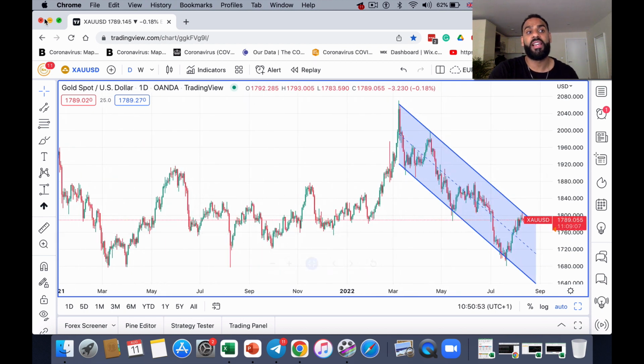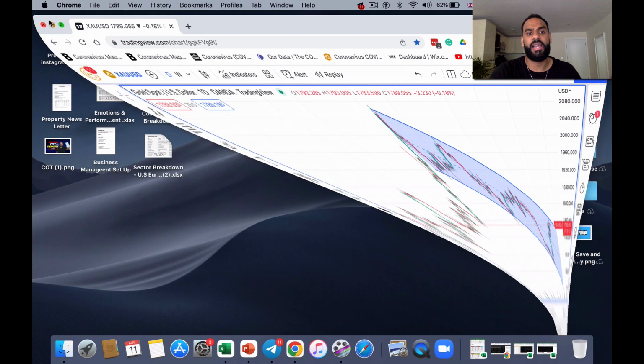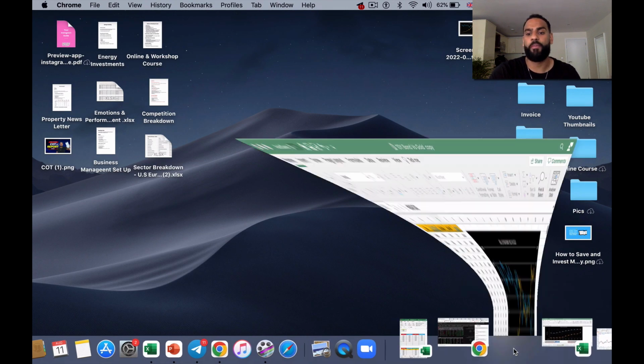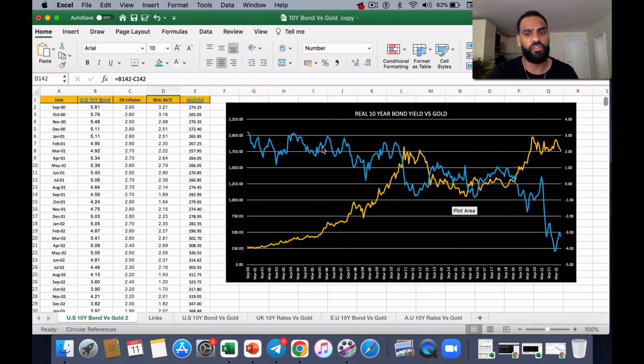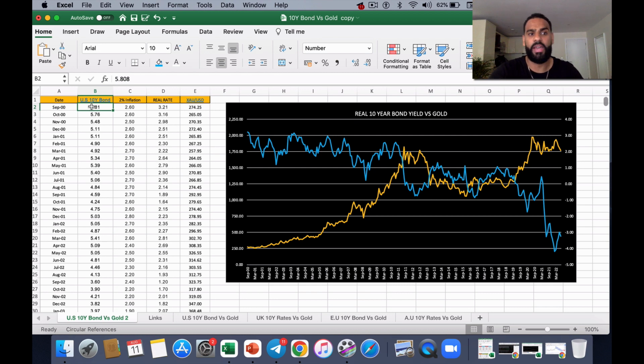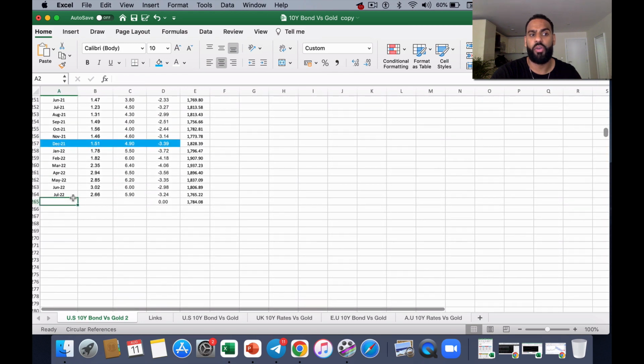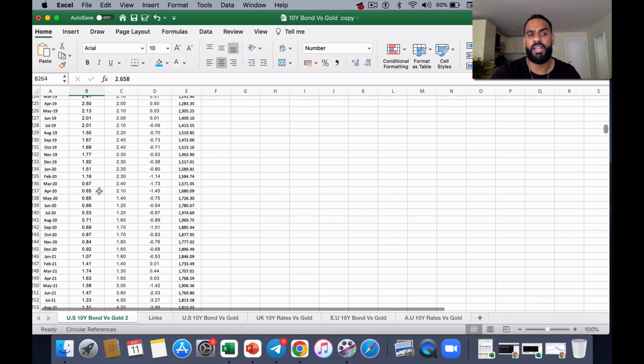So I'm going to show you this in more detail so you can get a really good understanding of how we can assess what is happening with the price of gold and real interest rates. In this Excel spreadsheet, we have the 10-year government bond. This is the interest rate paid on a 10-year government bond, and the interest rate is known as the yield. We have the data going back from September 2000 all the way to present day 2022.